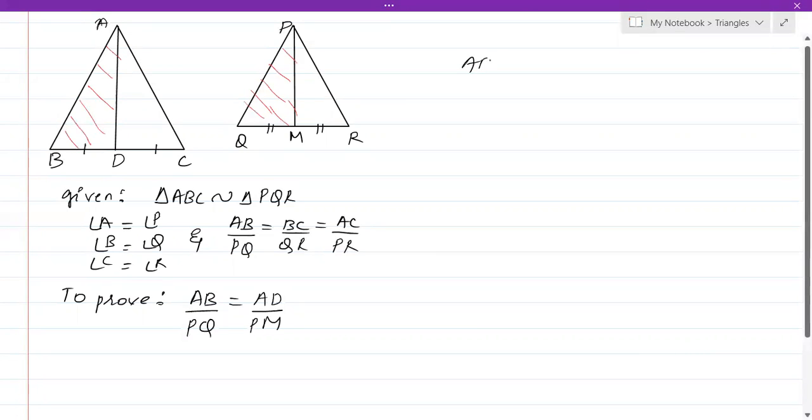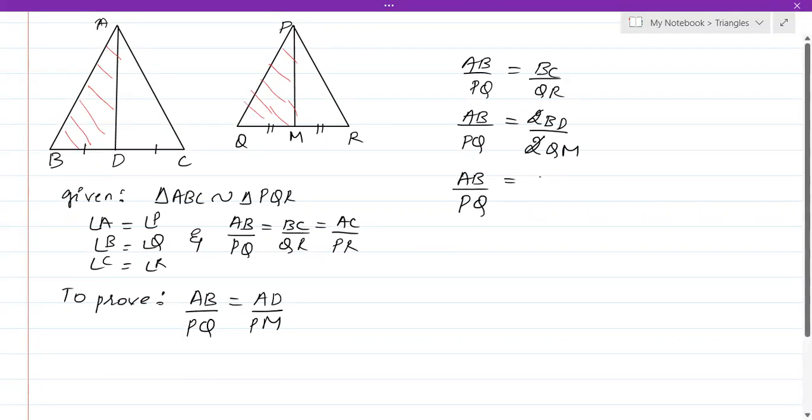Let's take the given thing, that is AB by PQ is equal to BC by QR, isn't it? That is equal to AC by PR, but let's take only this part. So here AB by PQ can be written as, AB by PQ is equal to BC can be written as 2 times BD divided by 2 times QM, because D is midpoint, M is midpoint. 2 gets cancelled. Therefore, we have got AB by PQ is equal to BD by QM. Let's take this as equation 1.